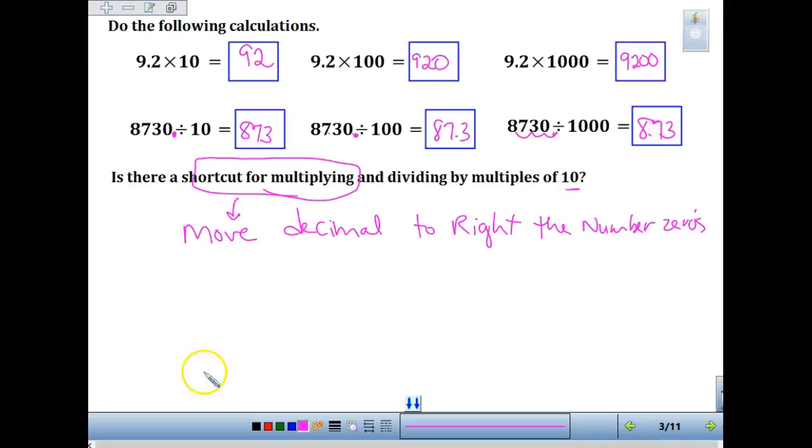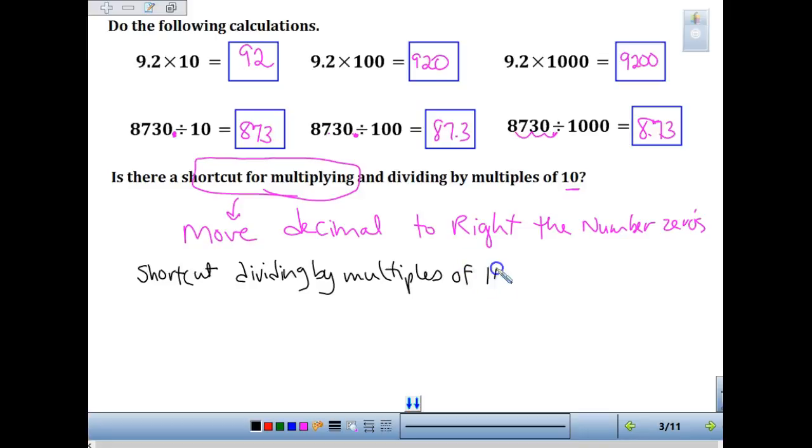So now please write dividing, so that we make sure, because that was our shortcut. So this is our shortcut for dividing by multiples of 10. And that is, this time we're going to move the decimal to the left.